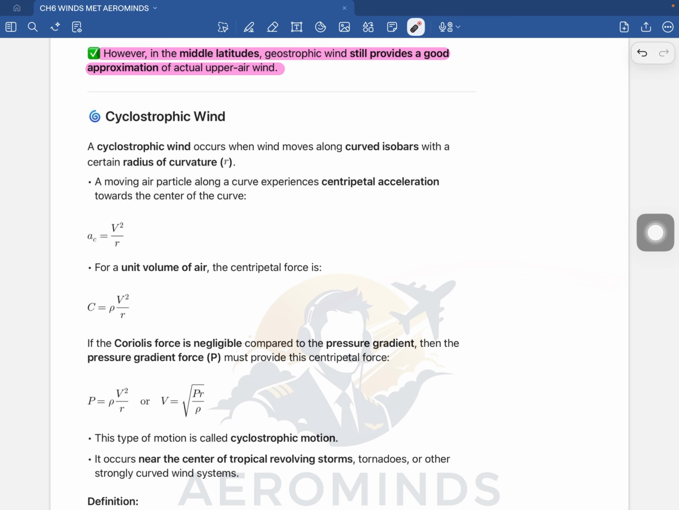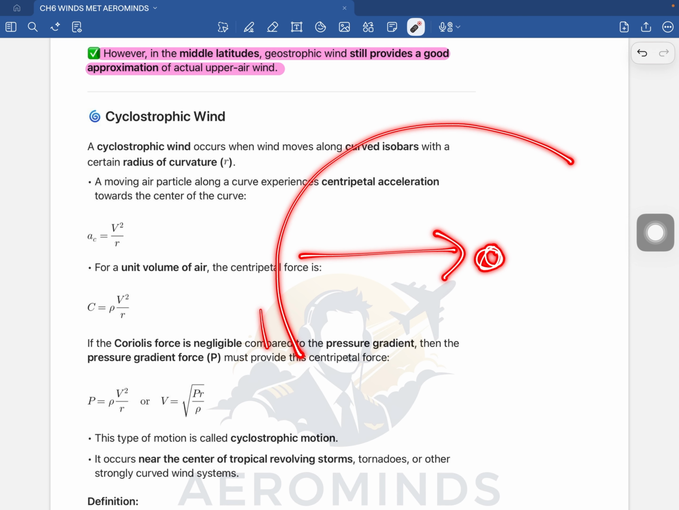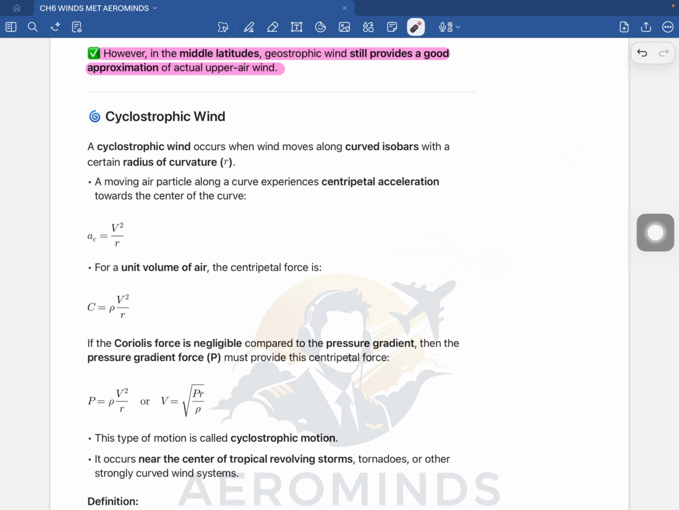When an object is moved in a curved path, it experiences centripetal acceleration. Remember, centripetal force acts inside, centrifugal acts outside. Centripetal is the center-seeking force. This acceleration always acts towards the center of the curve. Suppose this is the curve and the car is moving like this, or the wind is moving like this, the centripetal force will act inwards towards the center of the curve.